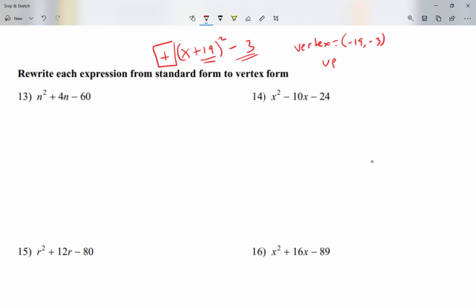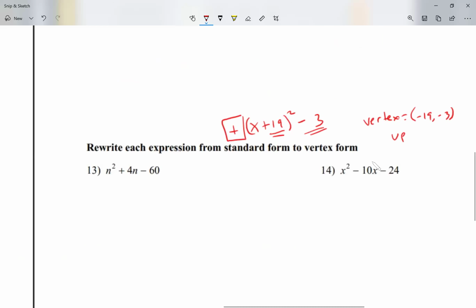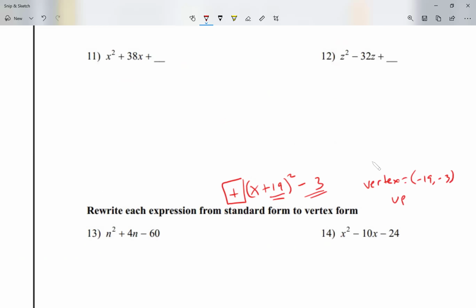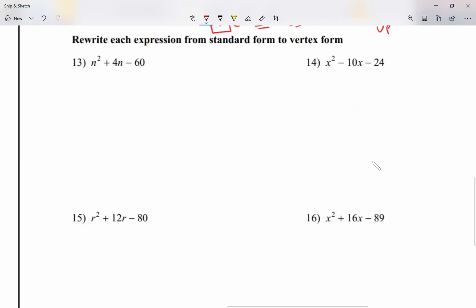Another thing that I remembered is last week we talked about completing the square. As in, for example, number 11, we had x squared plus 38x, and we found out that 361 was the number that completed the square, and we wrote that as x plus 19 all squared. I know we talked about that last week. Now we're going to connect both things that we learned in the past with today's lecture.